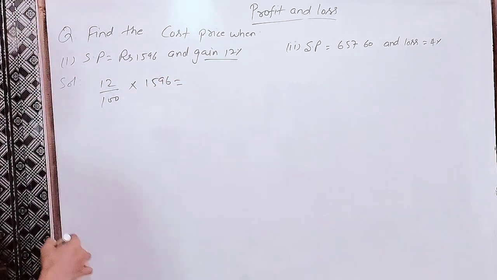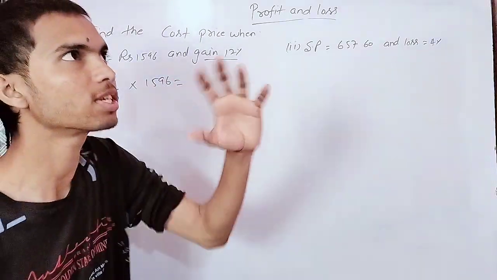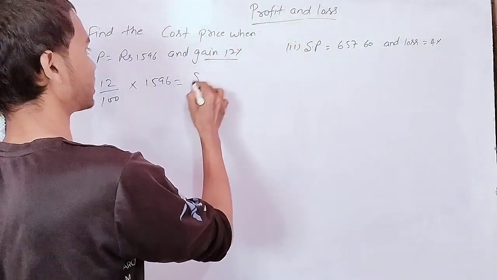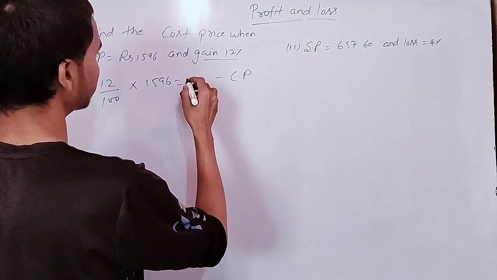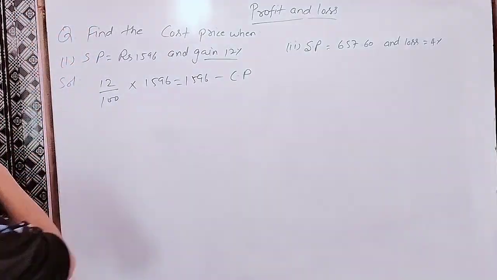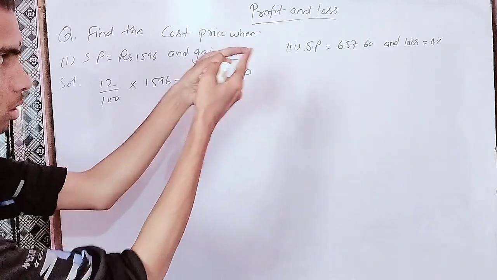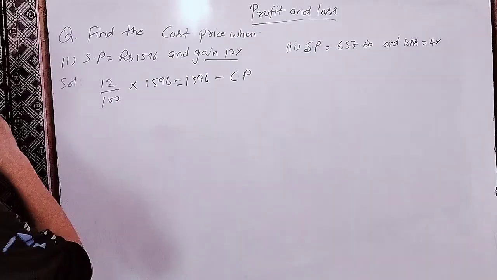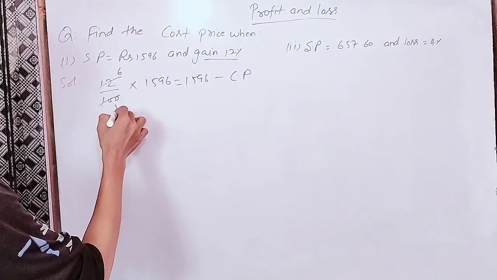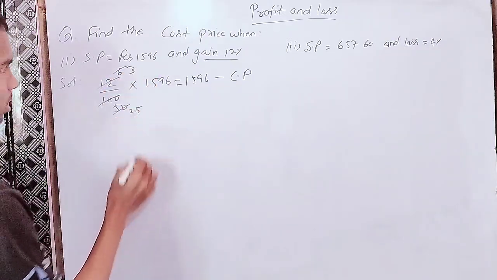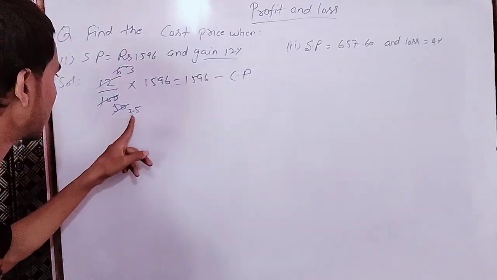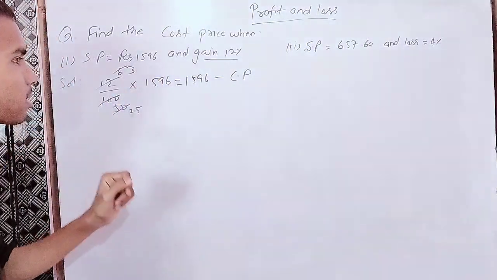What is gain? Gain means selling price is high, but cost price is low. Exactly. Now, the selling price given is 1596. First of all we are solving it, then we will move on to the next step. Now, let's simplify it. What else? Can it cancel this number?